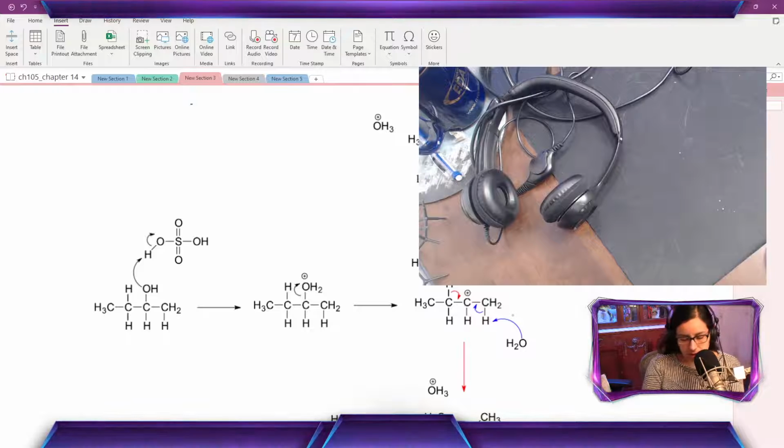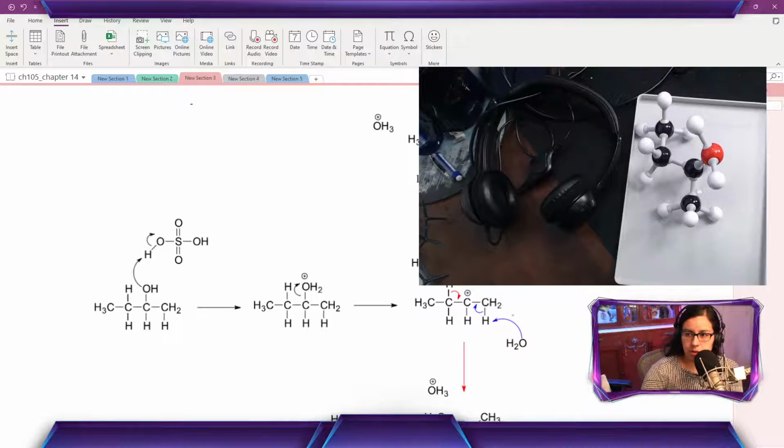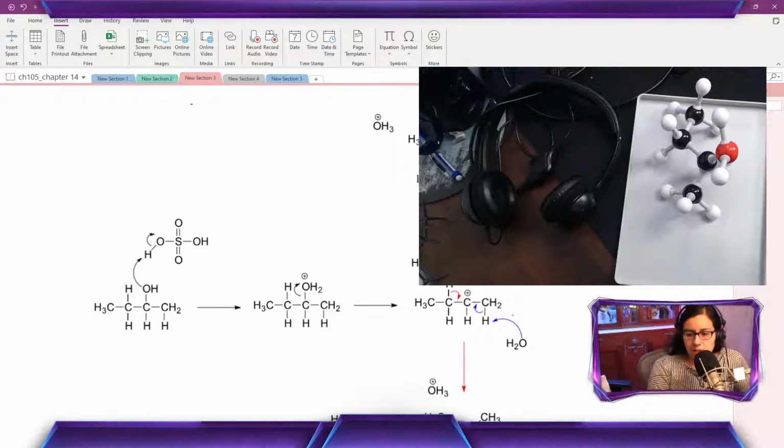This is tedious, going through the mechanism like this, but at the same time, understanding this mechanism is really important. And that's what kills OChem students. All right. And if you can do this, you're way ahead of the game. So here's our protonated alcohol group now. And so we're looking at it.